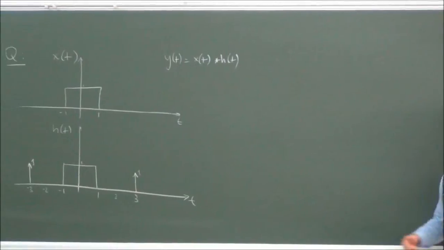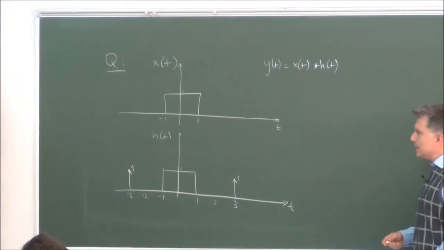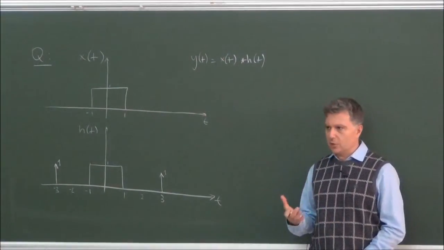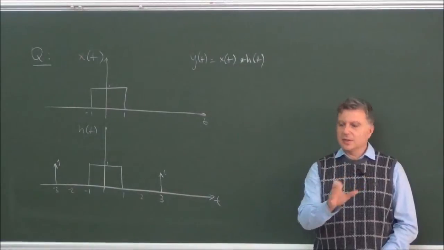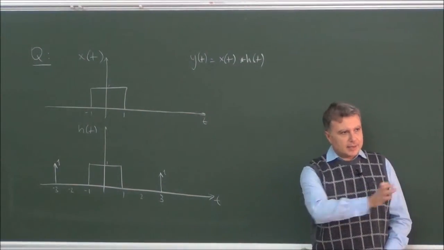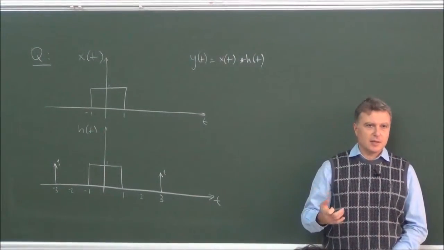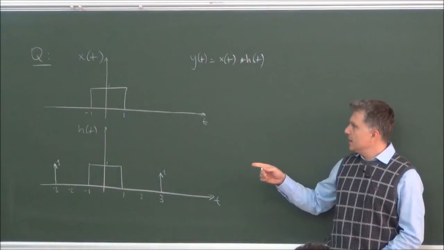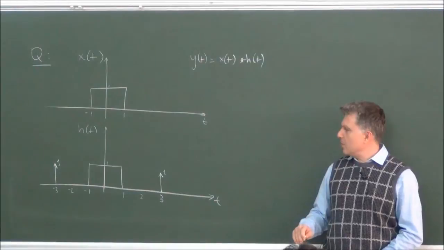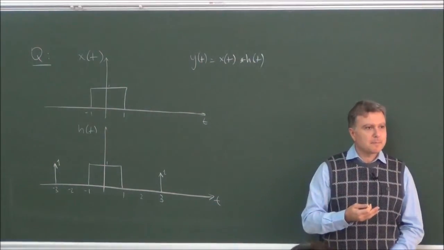So I'll start with this example anyway. Previously, we have seen how to make convolution graphically, right? We know how to make the convolution. We flip around one of these two signals and then slide it over the other one. But there is a tricky situation here. And that tricky situation is that this signal, h of t, the impulse response, has impulses.